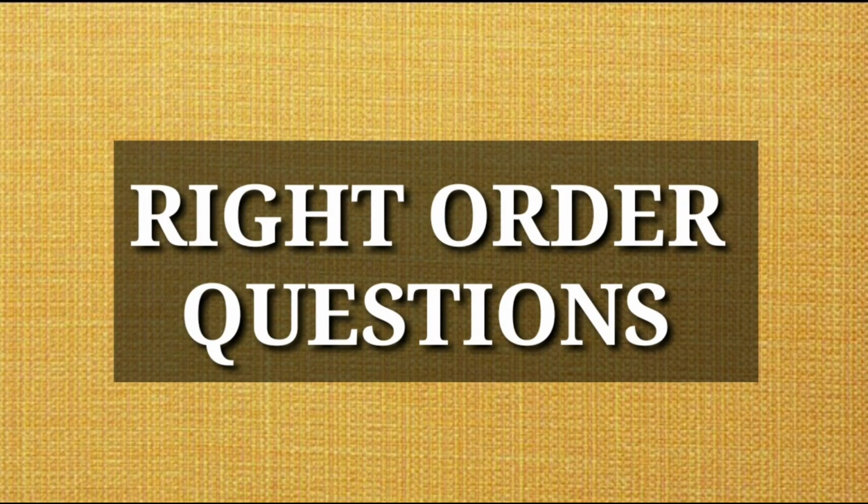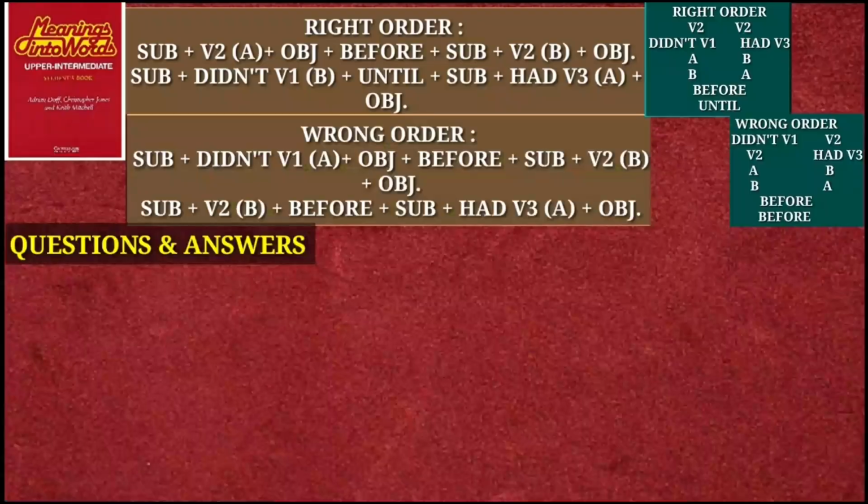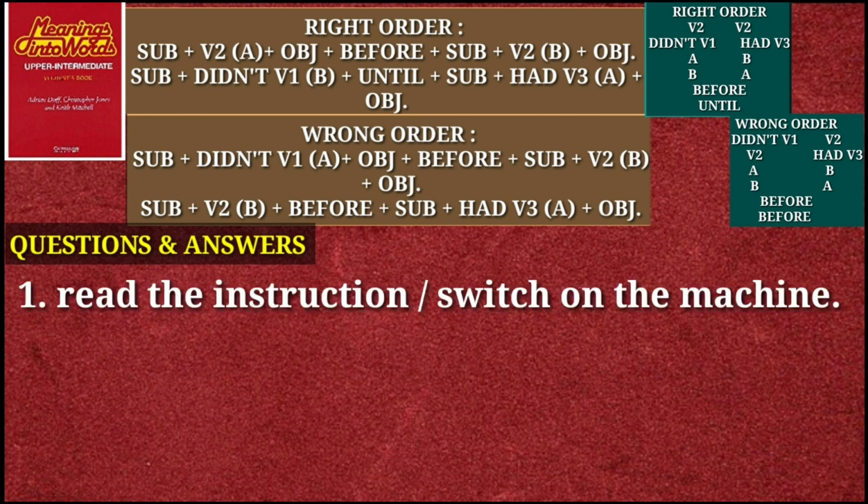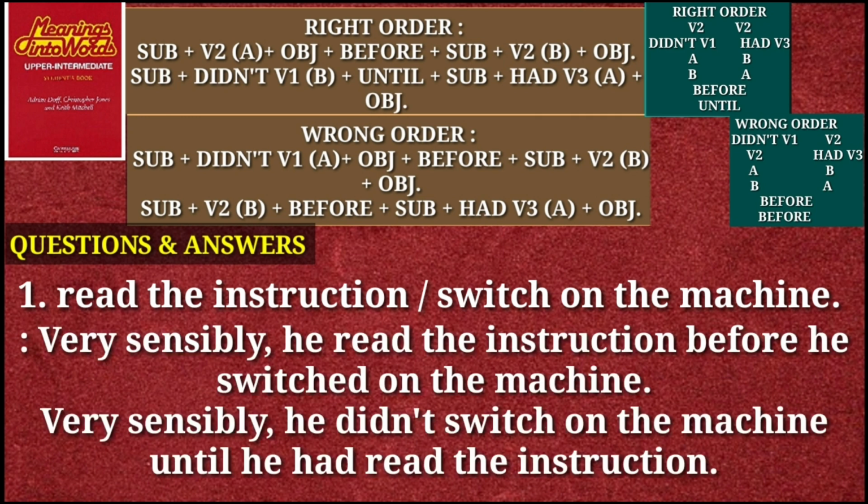Now, right order questions for you. Question number 1. Read the instruction, switch on the machine. Here in this question, read the instruction is the first task done, whereas switch on the machine is the second task done. So this question is in right order. And the answer is: very sensibly he read the instruction before he switched on the machine. Very sensibly he didn't switch on the machine until he had read the instruction.